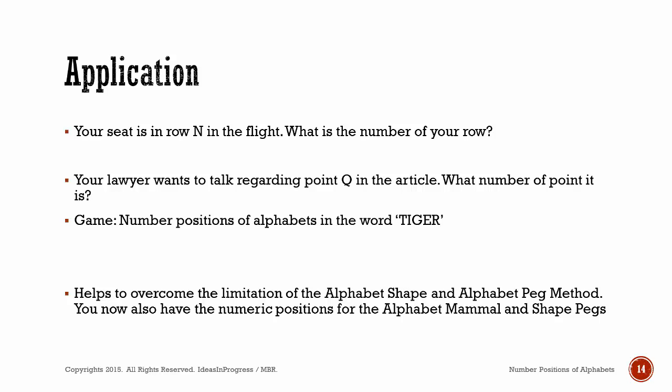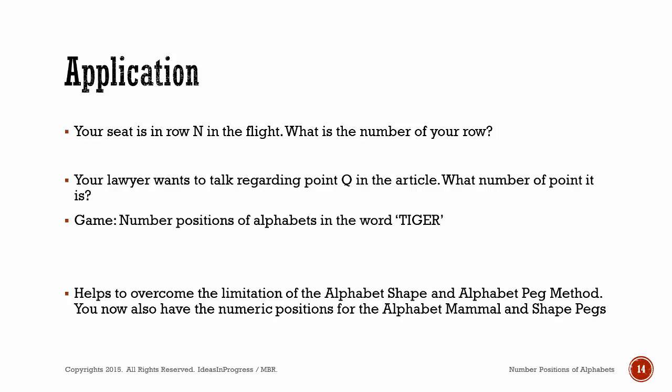The second application, let's say your lawyer wants to talk regarding point Q in the article. What number of point it is? Q. Q was in the word grotesque, GQ. The combination was GQ. The adjective for grotesque was secretive. It was a secretive grotesque.